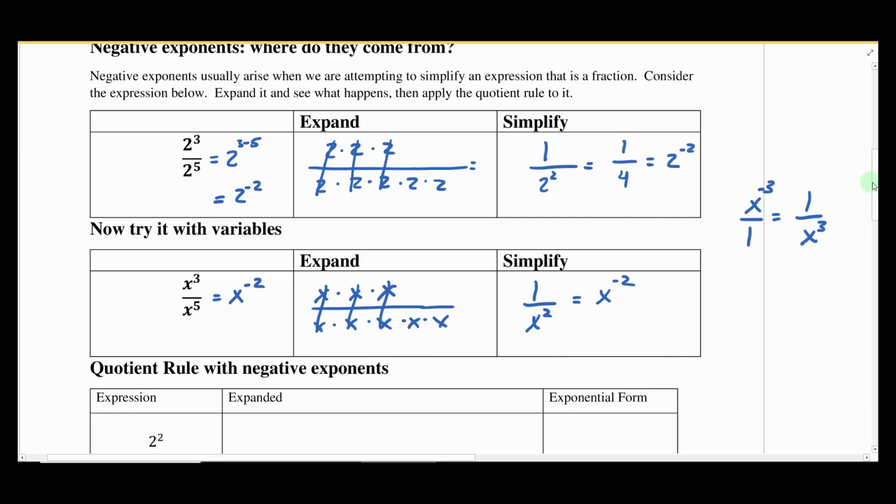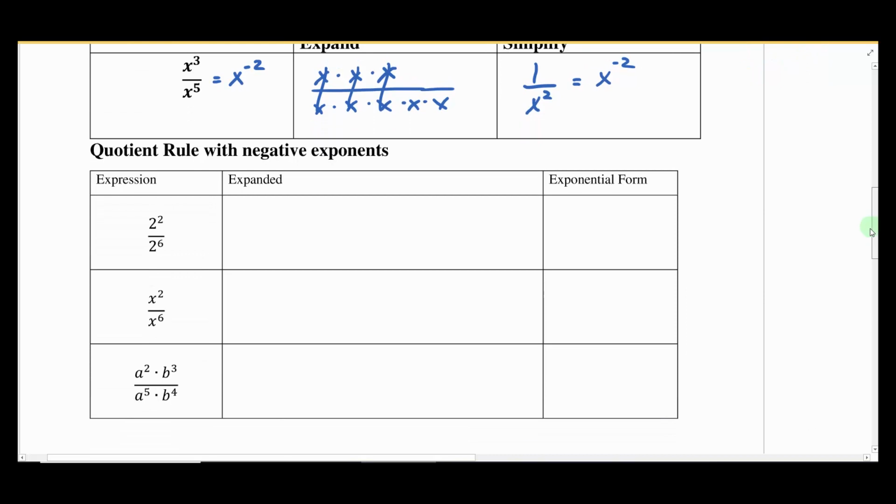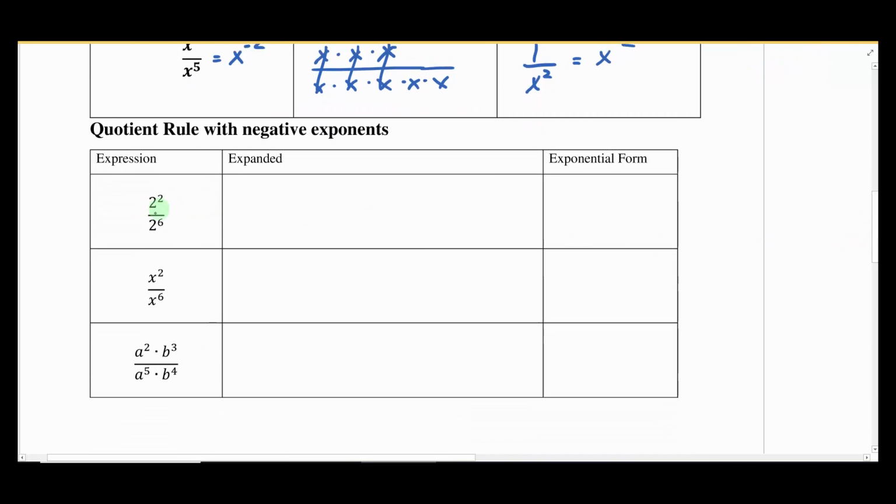All right, so let's try it with a few more expressions. We've got a couple more going on here, similar to what we did at the top, and this time again with 2.